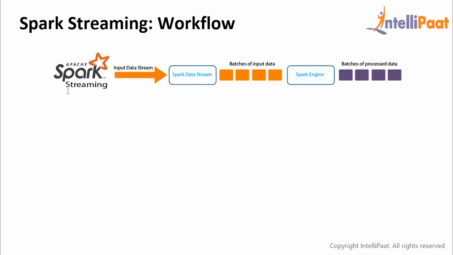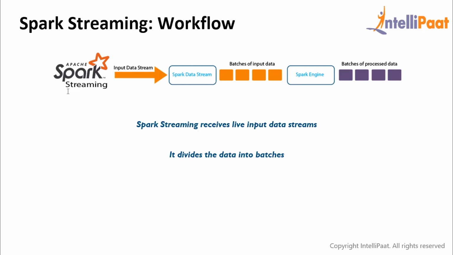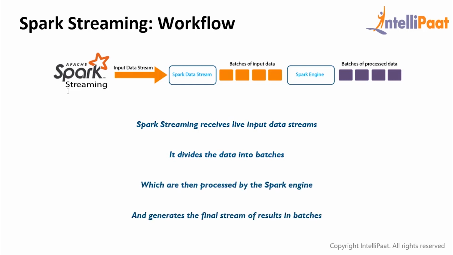Now let's understand the workflow of Spark streaming. So Spark streaming receives live input data streams from various sources. It then divides the data into multiple batches, which are then processed by the Spark engine. And then it generates the final stream of results in batches. So this is the workflow of Spark streaming.